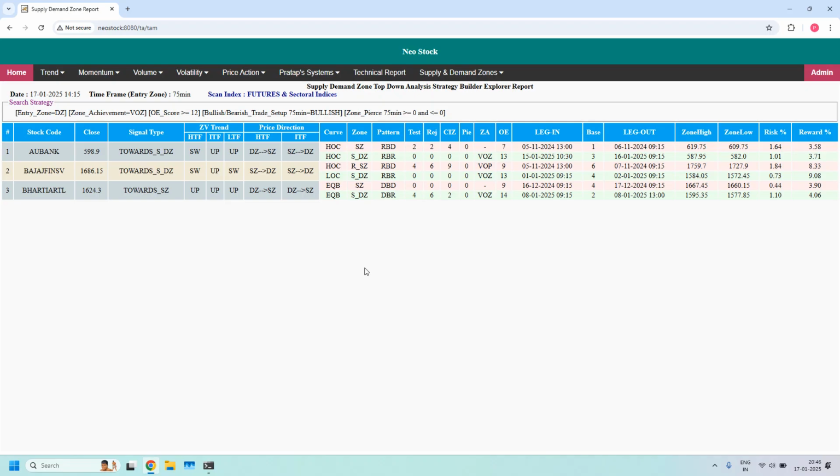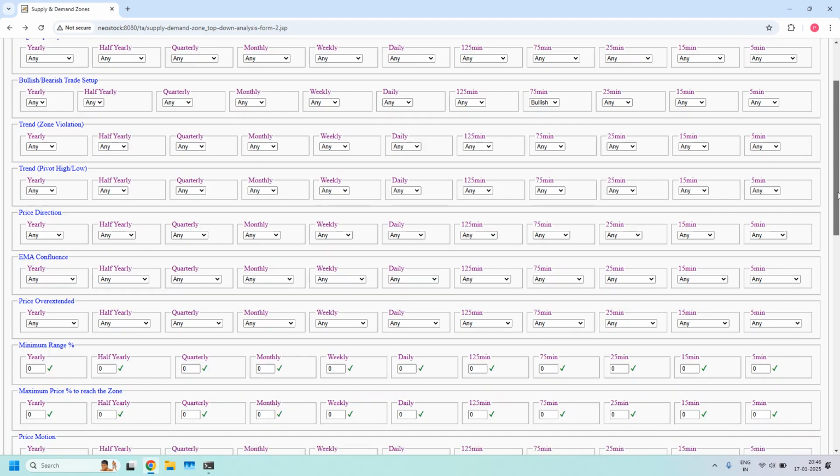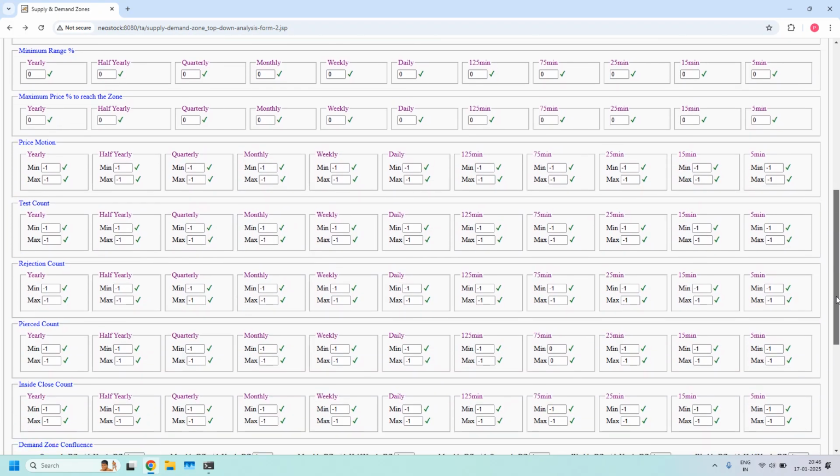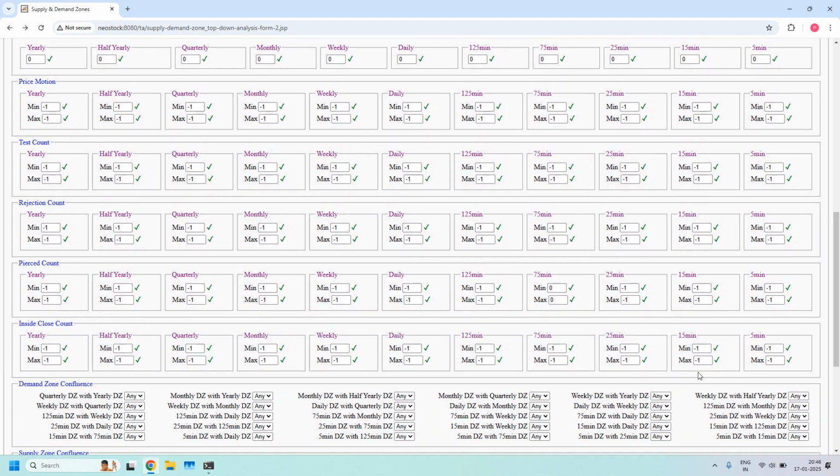Apart from that, we can also further filter these stocks to add more probability based on the zone confluence. So the first filter is LTF and ITF demand zone confluence. Let us verify how many of these 75 minutes demand zones are having daily demand zone confluence. So I am enabling the filter: 75 minutes demand zone with daily demand zone confluence.